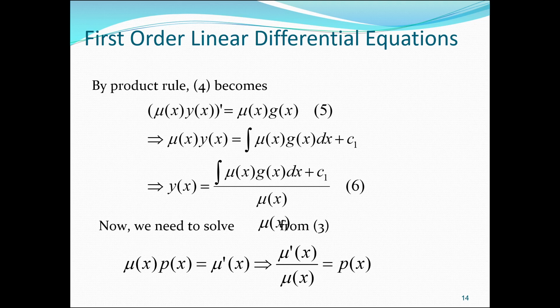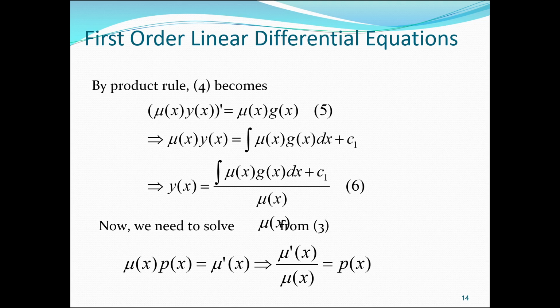Now we apply the product rule. This becomes (mu of x into y of x) the whole dash equal to mu of x into g of x. Now we integrate on both sides. We get mu of x into y of x equal to integral mu of x into g of x dx plus integral constant c1. We need the value of y of x. Therefore y of x becomes the numerator integral mu of x g of x dx plus c1 divided by mu of x. Now we have to solve for mu of x from equation number 3.